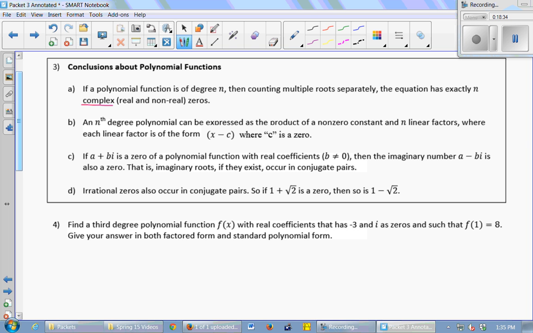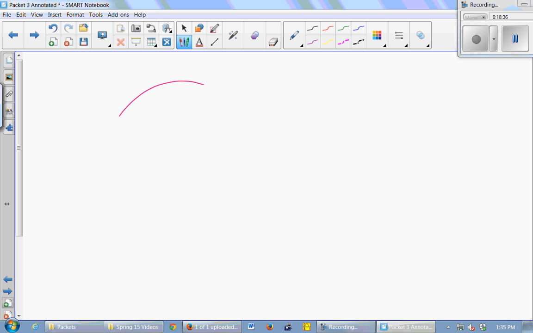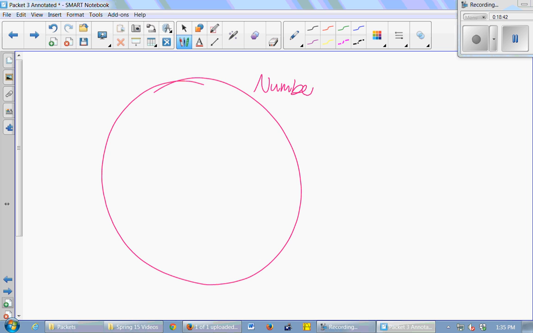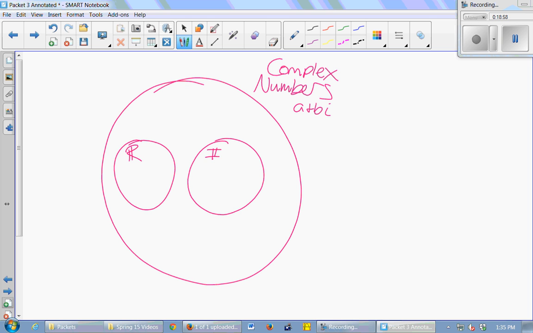Hold on, I'll do a separate page. If you think of a Venn diagram of numbers, then we would call these complex numbers, which look like a plus bi. And within there are real numbers and imaginary numbers, right? So like 5 is in there. 5 is a real number, but it's also a complex number because it could be written as 5 plus 0i. 3i is imaginary, strictly imaginary. It's got no real part.